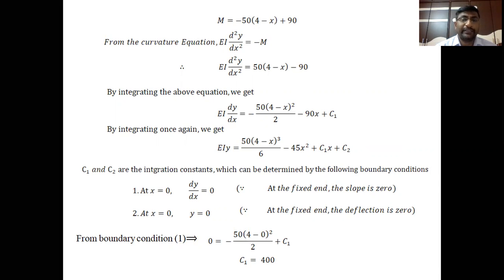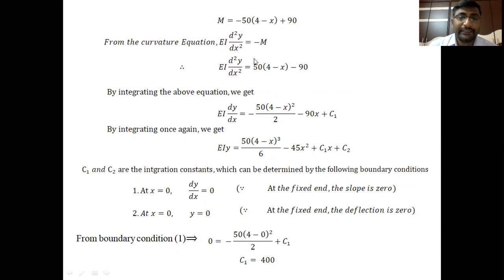EI d square y by dx square is equal to minus m. From that, upon substitution of m, we can write it as minus 50 into 4 minus x, and the 50 into 4 minus x gives plus 90, so minus 90. So minus into minus into plus is minus 90. So this is the equation of curvature.